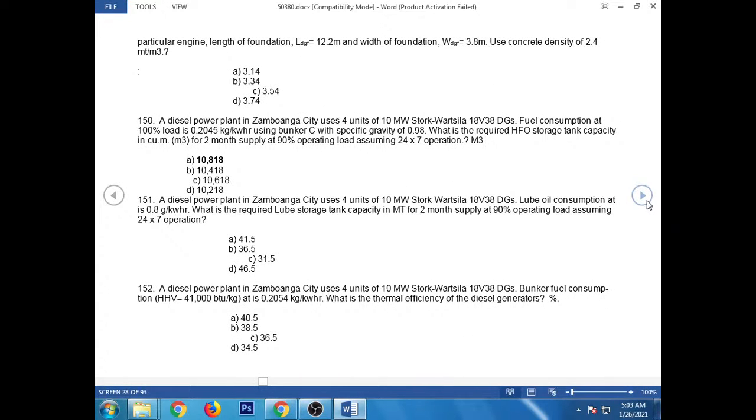A diesel power plant in Zamboanga City uses 4 units of 10 megawatt Wärtsilä 18V38 TGS. Fuel consumption at 100% load is 0.2045 kg per kilowatt hour using bunker C with specific gravity of 0.98. What is the required HFO storage tank capacity in cubic meters for 2 months supply at 90% operating load assuming 24 by 7 operation? Answer 10,818.